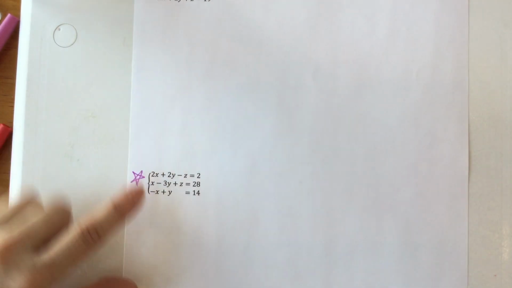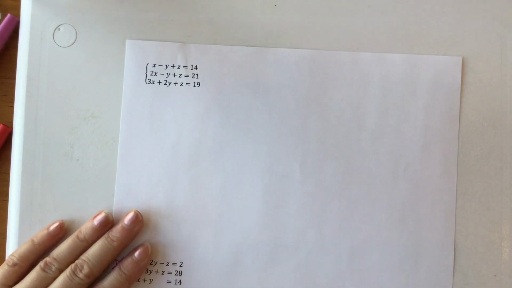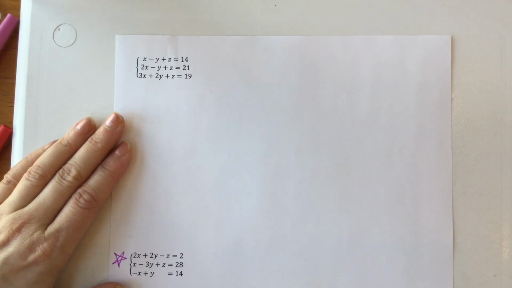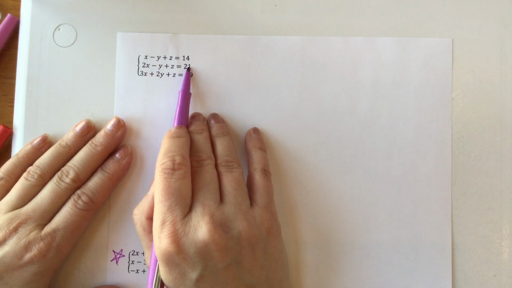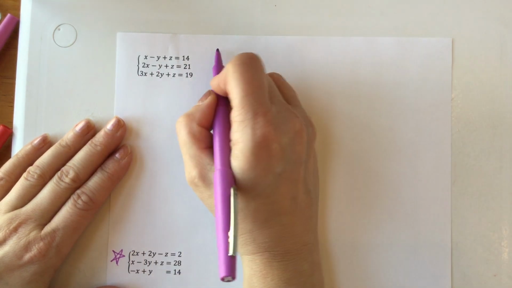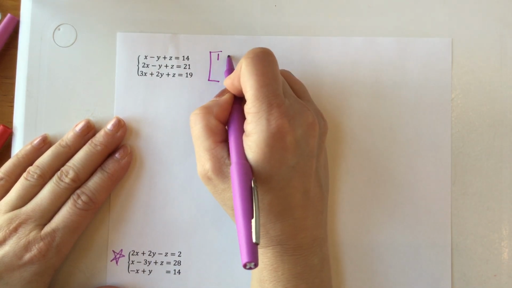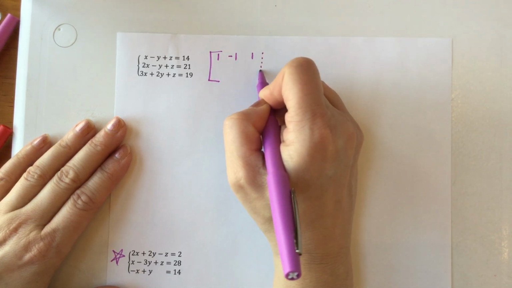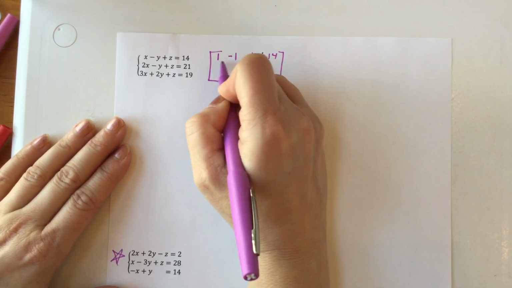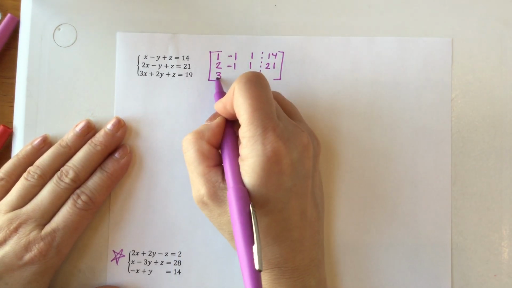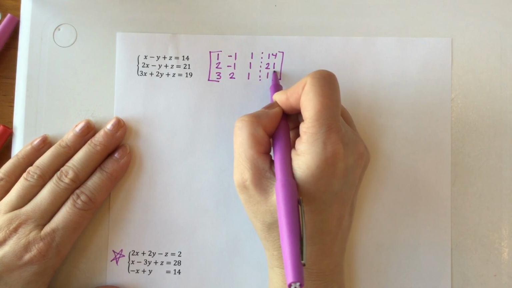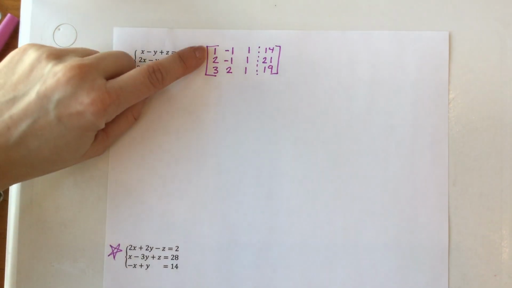One more example, and then I'm going to actually have you try this one on your own, and we'll see how you did when we Zoom together, okay? So one more together. Step 1, turn it into an augmented matrix. X, Y, Z equals a number, X, Y, Z equals a number, X, Y, Z equals a number. So we're good to go. 1, negative 1, 1, equal sign, 14. 2, negative 1, 1, 21. 3, 2, 1, 19.